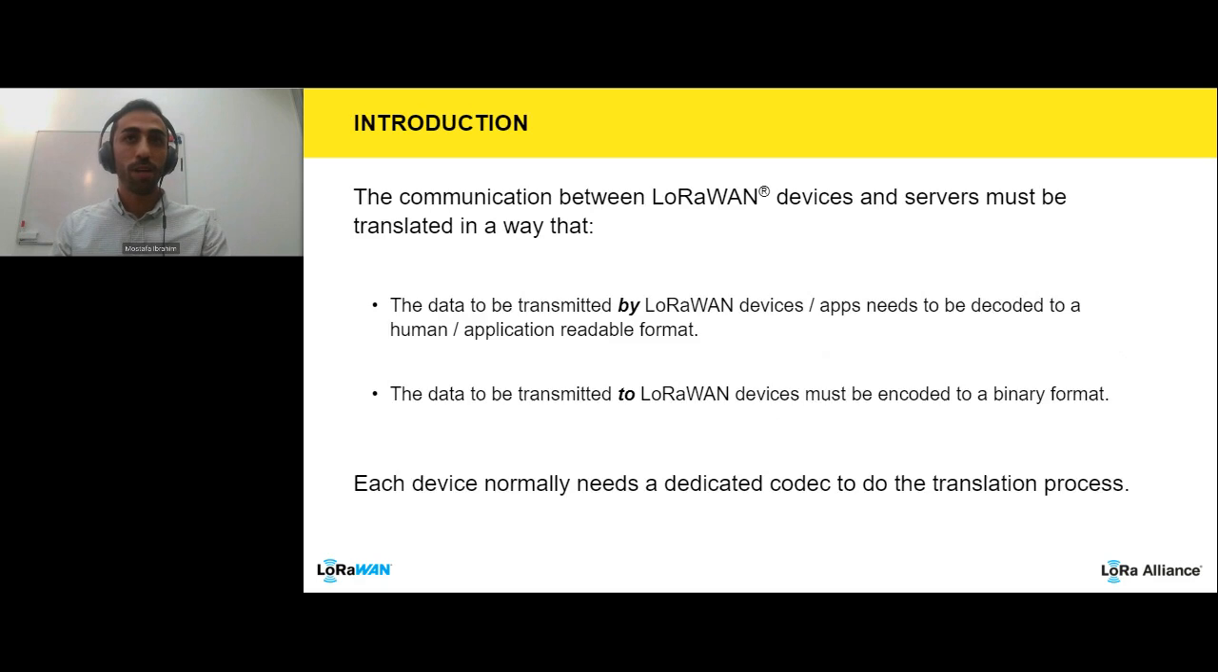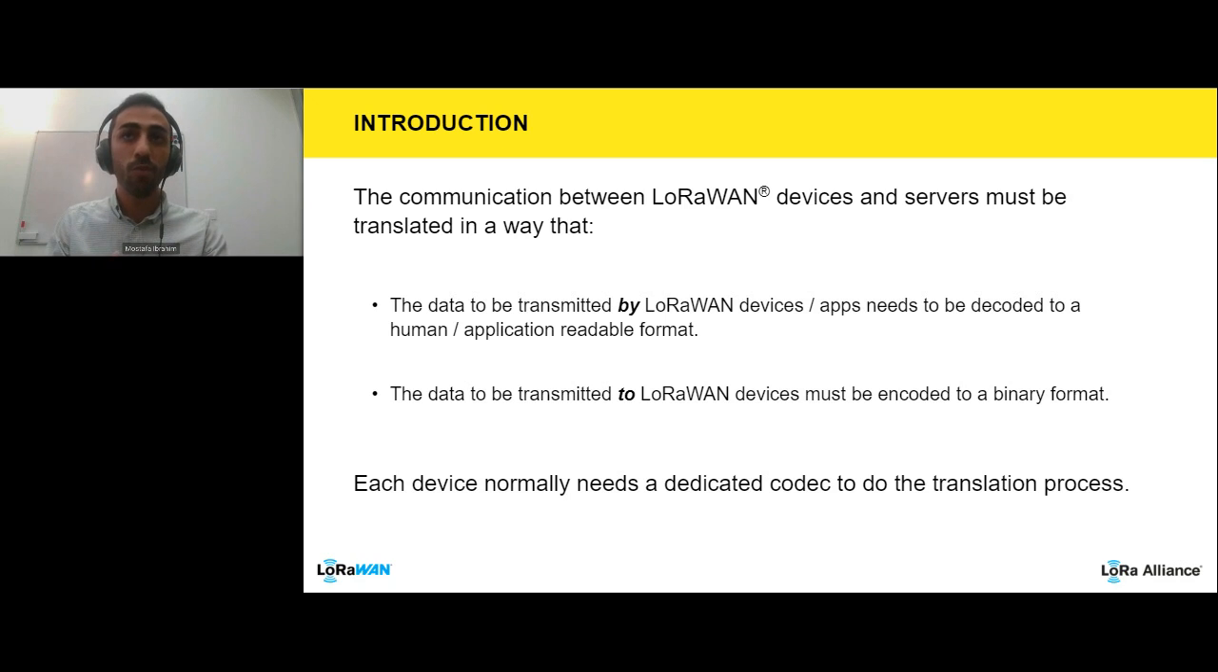Let's start with the introduction. The communication between any LoRaWAN device and application server normally must be translated, and the codec itself is the piece of code which is responsible for translating it, that is, to decode an uplink or downlink, and to encode downlinks also, for a device or a group of devices.